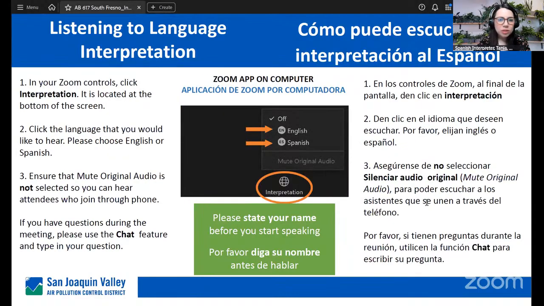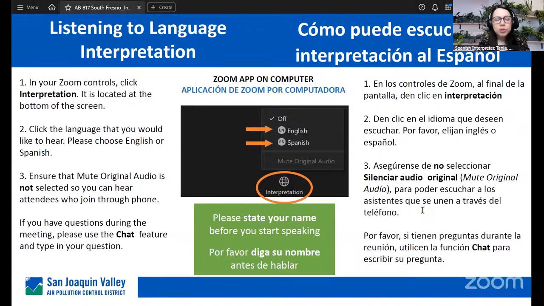Hello, everyone. Welcome to your meeting. This is just a reminder that, as usual, we are providing simultaneous interpretation for this meeting. So if you're a monolingual English speaker, we do ask you to please select the English channel. That way you will have that immediate interpretation from Spanish into English.